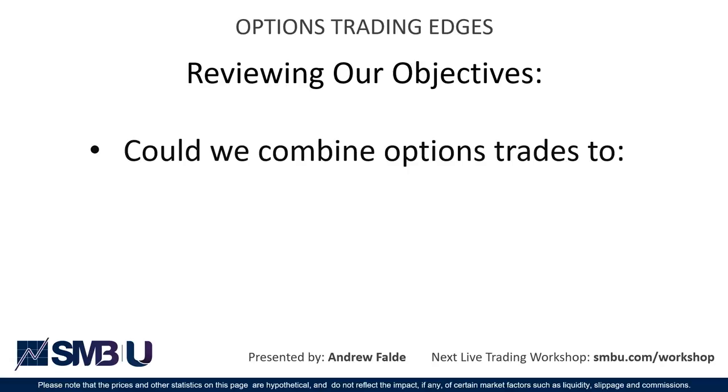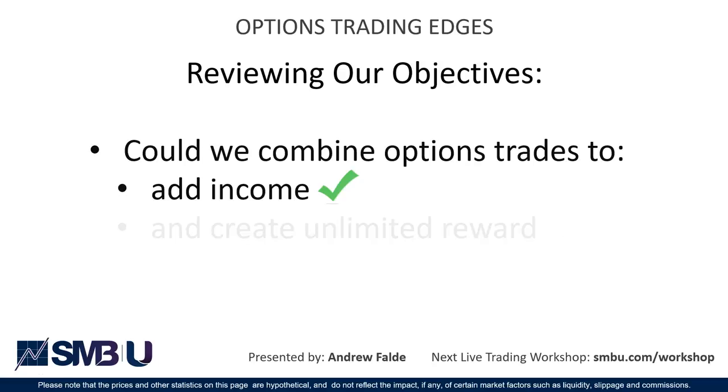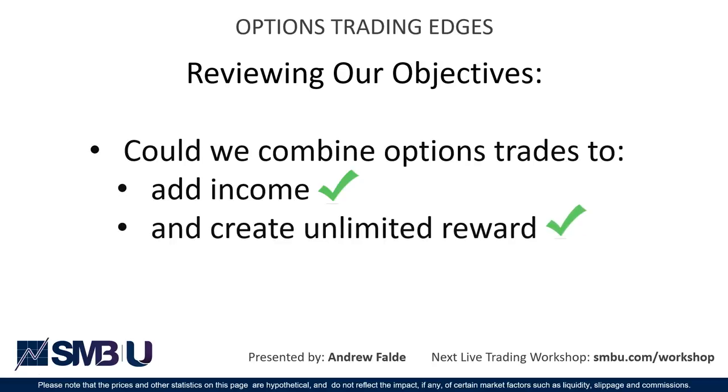If we review our objectives here, we were trying to say, could we combine options trades to add income? We got that. Even though we weren't totally right, a lot of premium decay happened and we added income to the trade, adding some P&L. Remember, the shares only would have made $40. You made $113 on the same move, because premium decay kicked in. Can we add unlimited potential reward? We got it. So we have income and unlimited potential reward. And did we define our risk? Yes, we had defined risk of about $900.